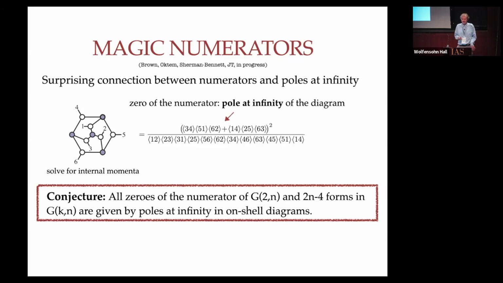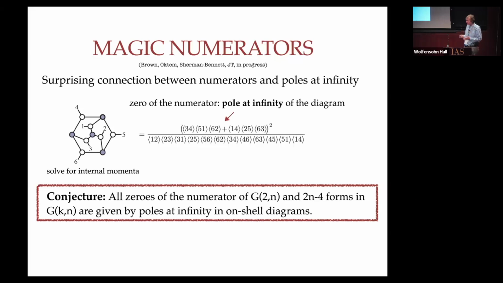So at least I don't see any a priori reason why it should be like that, but we checked on many examples that all zeros, it's actually not just some, all of the zeros of these forms are poles at infinity in the diagram. And this should extend beyond G2N to G3N. So we have some G36 and G37 examples where exactly the same thing happens.